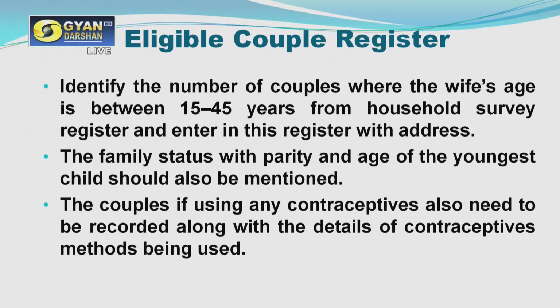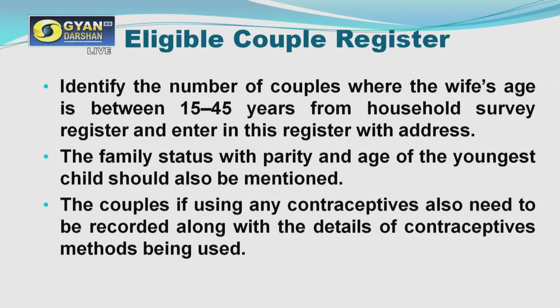In the household survey register there is a column for the eligible couple. So you should be very clear who is an eligible couple between the ages of 15 to 45 years, and you write their address in this register, and the family status with the parity, and the age of the youngest child should also be mentioned in the register.